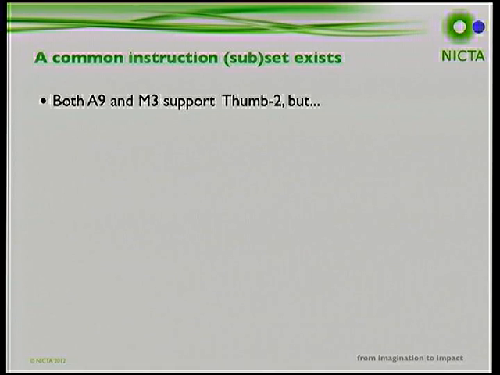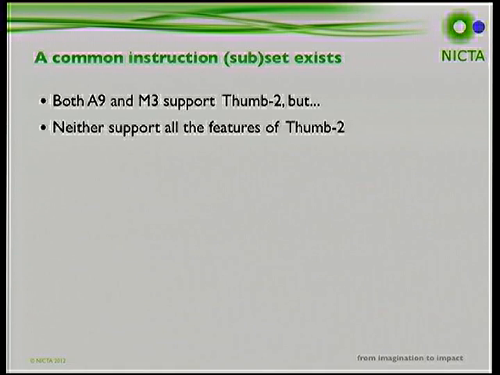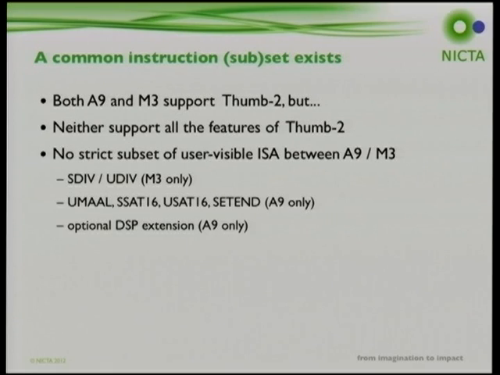So as I said, they implement a common subset of instructions, Thumb2, but there's some differences, which means that neither the M3s nor the A9s actually implement the whole Thumb2 ISA. For example, the M3 has special division instructions which are provided to improve its integer arithmetic, and there's some instructions on the A9s which the M3s don't implement, and the A9 also has this optional floating point unit and DSP extensions which the M3s don't have. So if we wanted to use those features, we'd have to migrate to the A9.